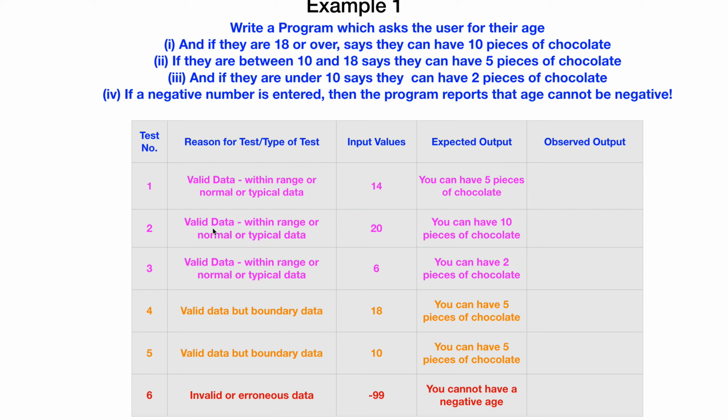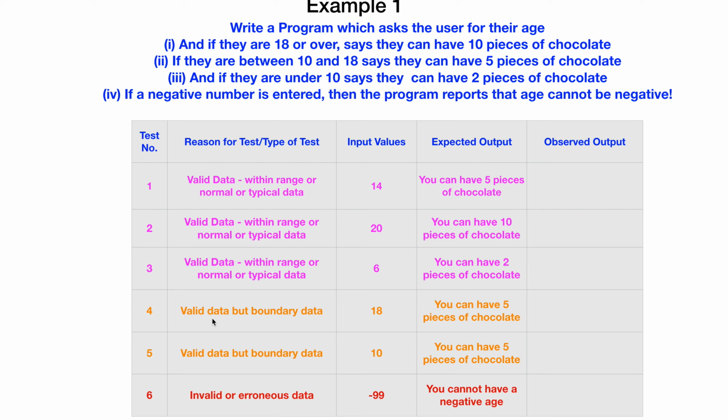For test 2, again we enter valid data, which means data which is within range, or normal or typical data, and we enter 20, and the expected output is you can have 10 pieces of chocolate. Test 3, again valid data, normal or typical data. We use all these words. You should be familiar with all of this terminology and with the term valid data. We type in 6 and the output should be you can have 2 pieces of chocolate.